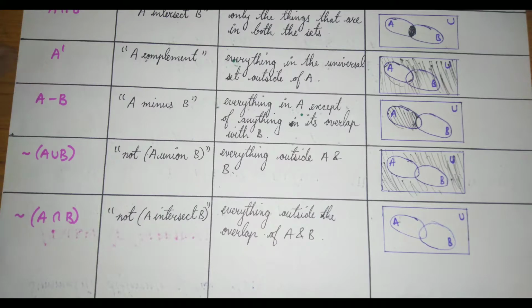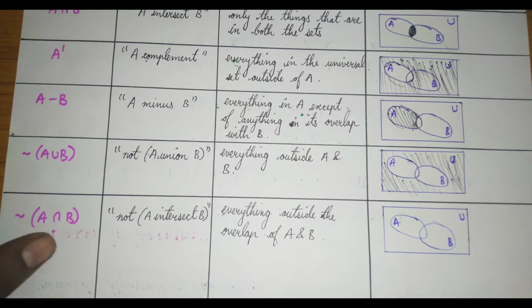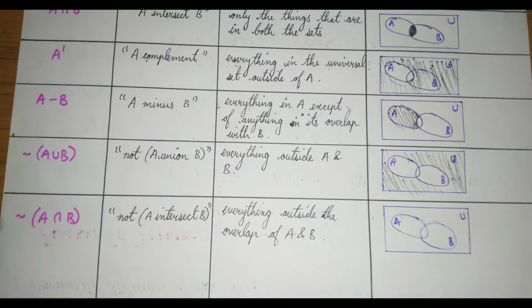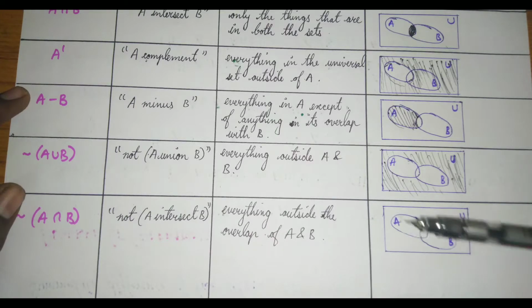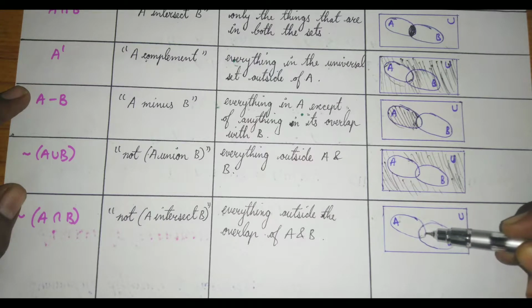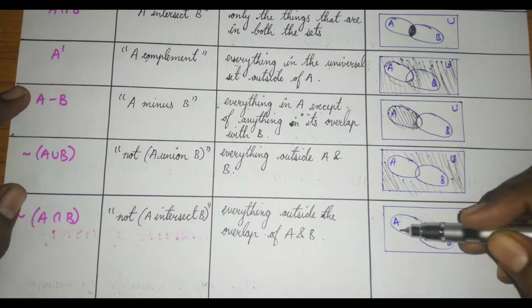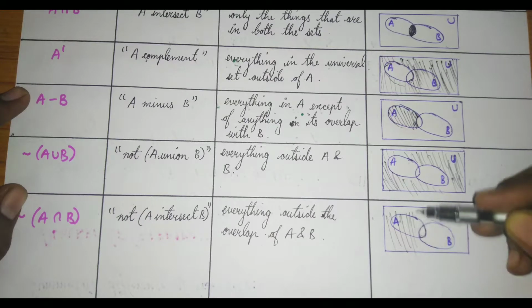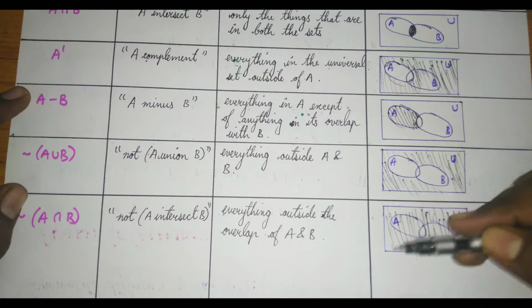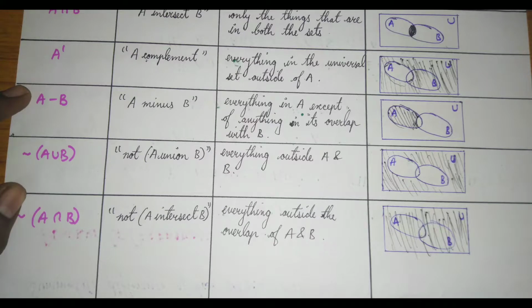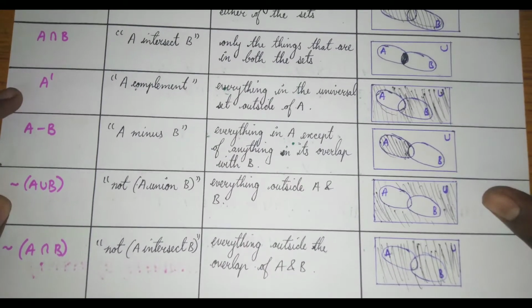Now moving on to the last set notation, that is not A intersection B. In that, everything outside the overlap of A and B, everything which is outside of the intersection. You have to leave the intersection and shade all other regions. So this is all about set notation and Venn diagrams.